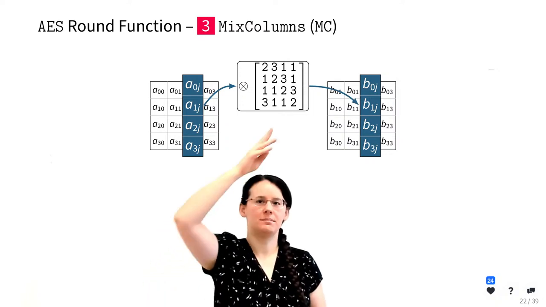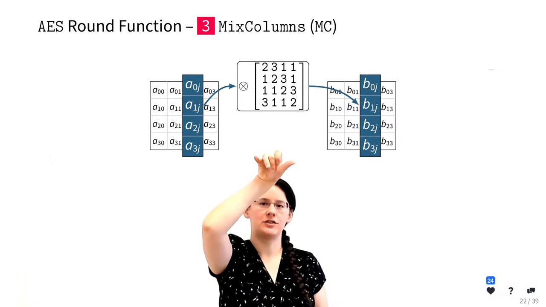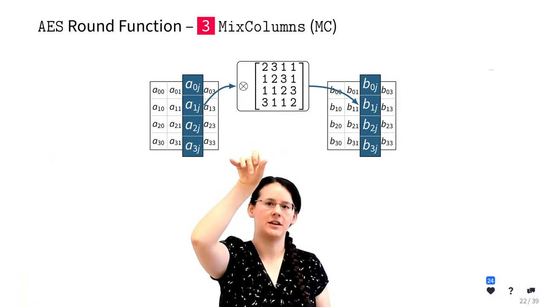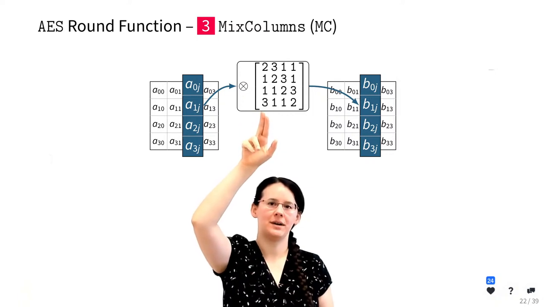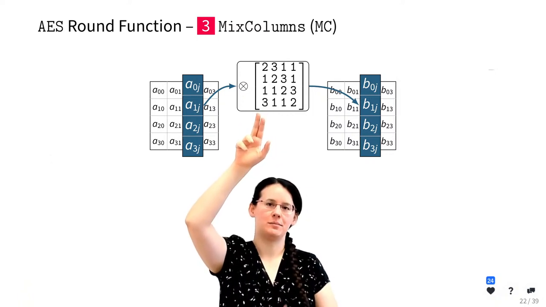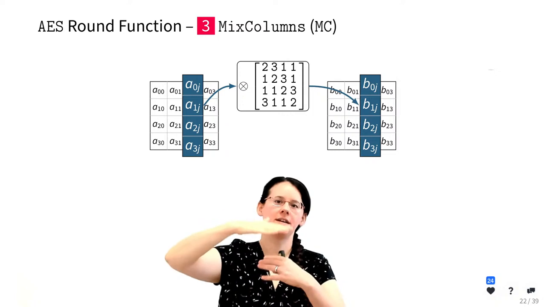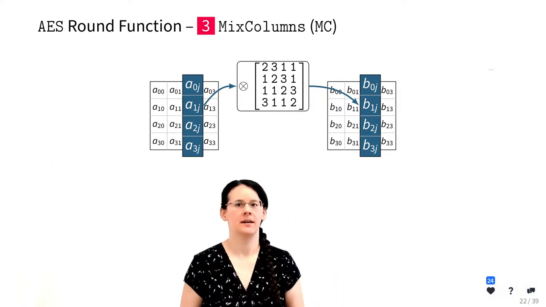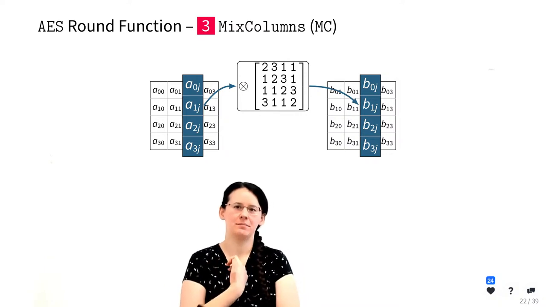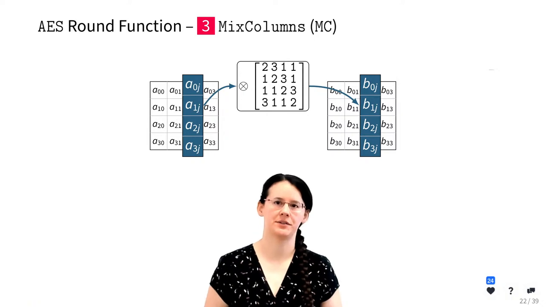So if you imagine it, multiplying by 1 doesn't do anything. Multiplication by 2 actually shifts the number and potentially XORs something. And multiplication by 3 is the result of multiplying by 1, so not doing anything, and multiplying by 2, so shifting the thing, and then XORing these two things together, and potentially some constant value. So it's not really complicated, but if you would have to implement it, you would first have to read up a little on how this works.